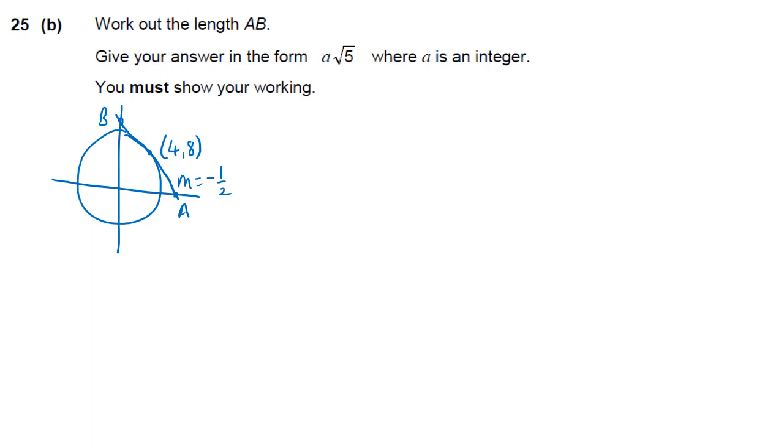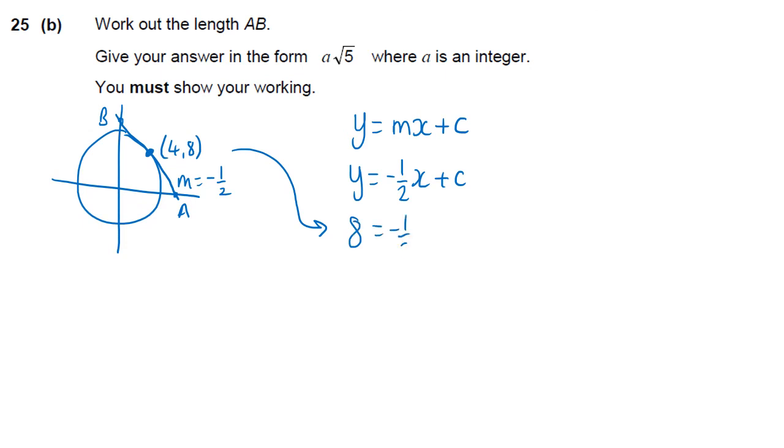So what we'd like to do first is find out the equation of this line. Now we know that a tangent line is just a straight line, so it has an equation y equals mx plus c. We know that m is minus a half. And we can find c by using a point on the line. And we know that the point 4 and 8 lies on the line. So if we substitute that in, y is equal to 8, x is equal to 4. So 8 is equal to minus 2 plus c, so c is equal to 10. So the equation of the tangent is y is equal to minus a half x plus 10.